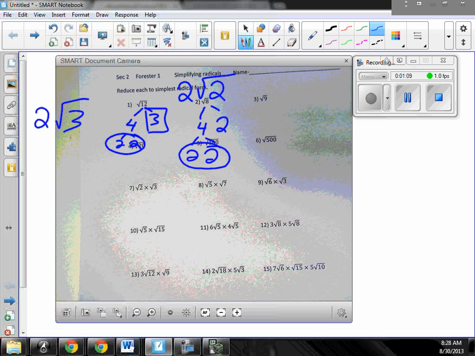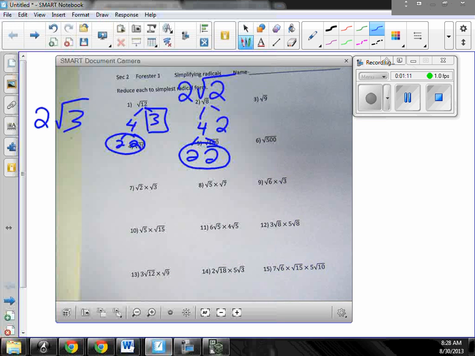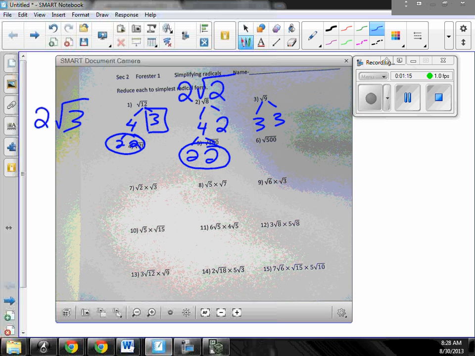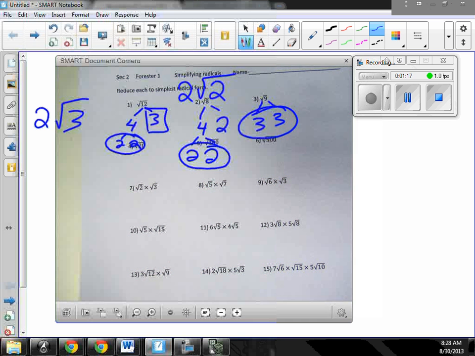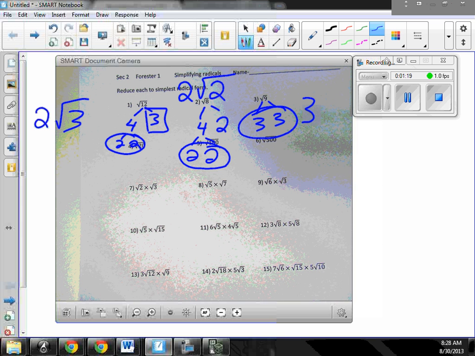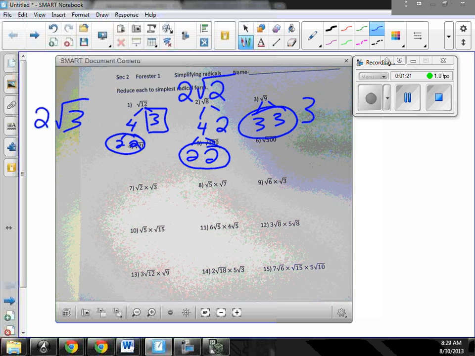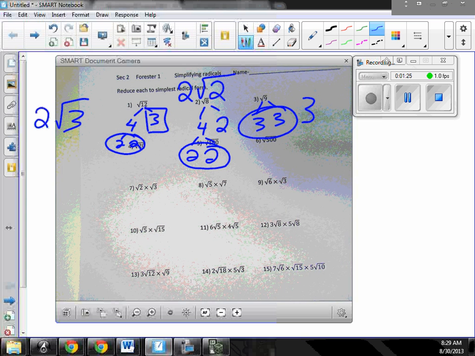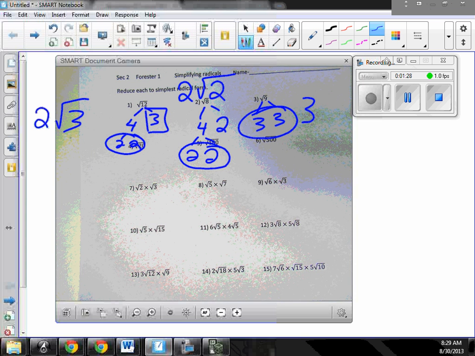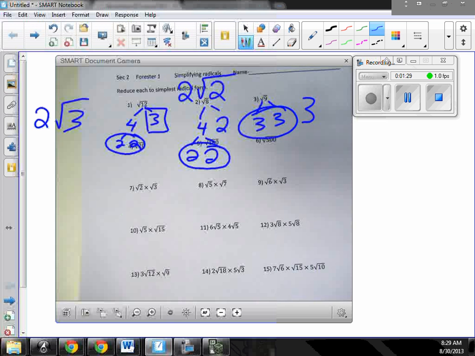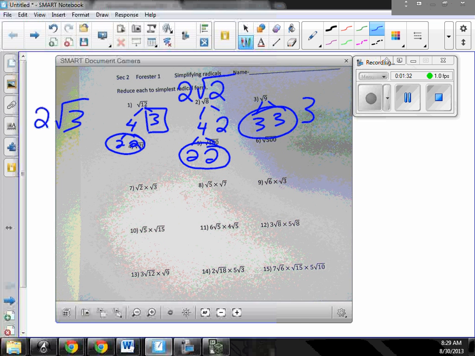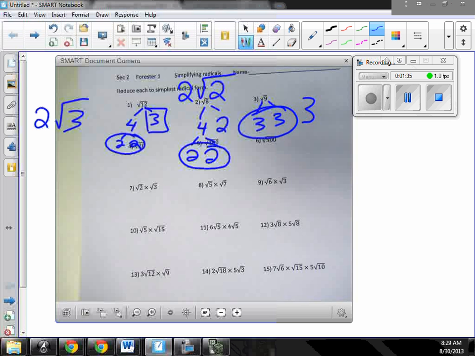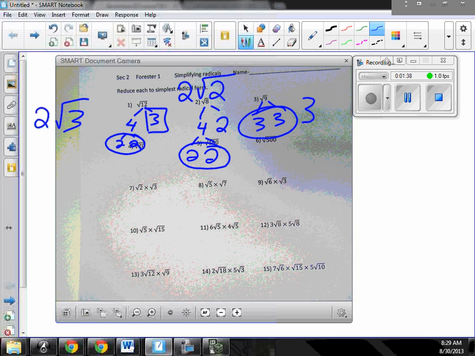For number 3, 9 is a perfect square. It's 3 and 3. I circle the 3's and I write 3. What's left on the inside? Nothing, as in, what number is nothing? 0 or 1? What, 1? I have 1 fake marker in my hand. Is that nothing? Is it 1 or 0?